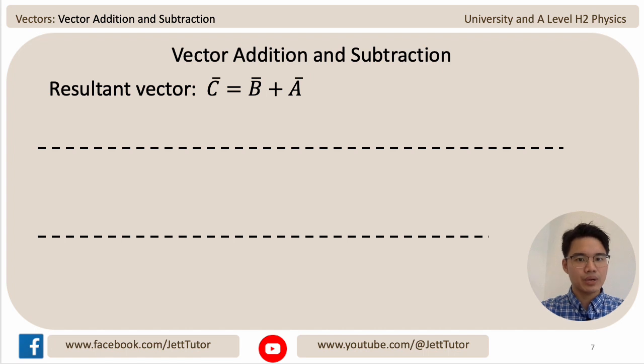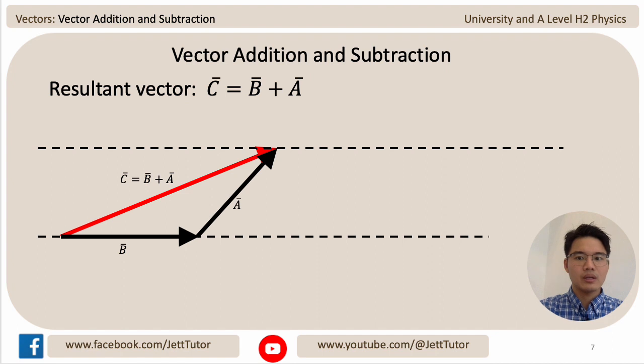Vector addition and subtraction. Let's say we have vectors A and B, and we would like to construct a vector C such that vector C equals B plus A. Draw a vector B, then draw a vector A starting from the head of vector B. Then the resultant vector C is from the tail of vector B to the head of vector A.